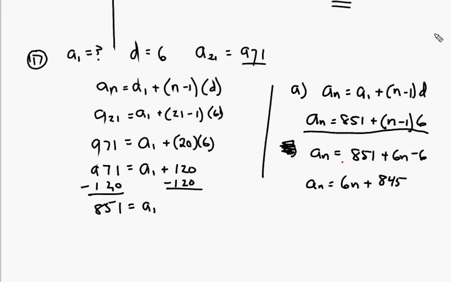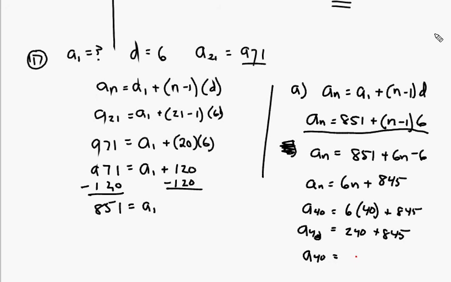And which formula would you find to be the most useful? Well, probably the second one here would be the easiest. So if I'm looking for the 40th term, I would simply go 6 times 40 plus 845. That's going to give me 240 plus 845. So the value of the 40th term then is going to be 1095.